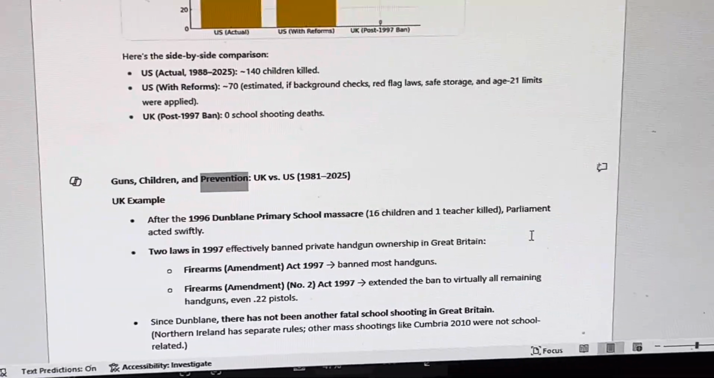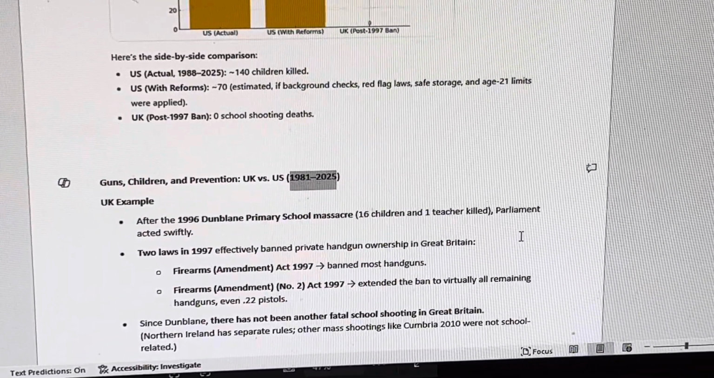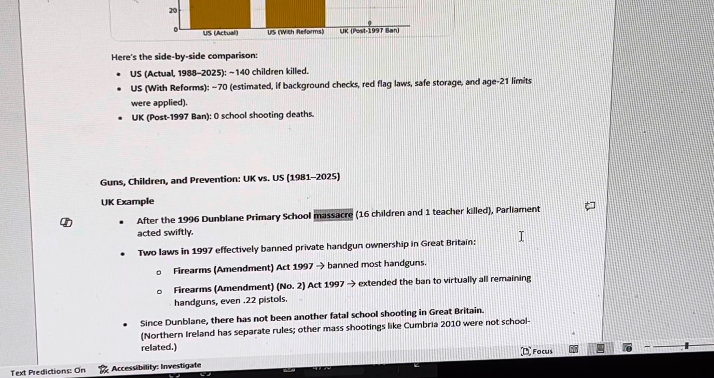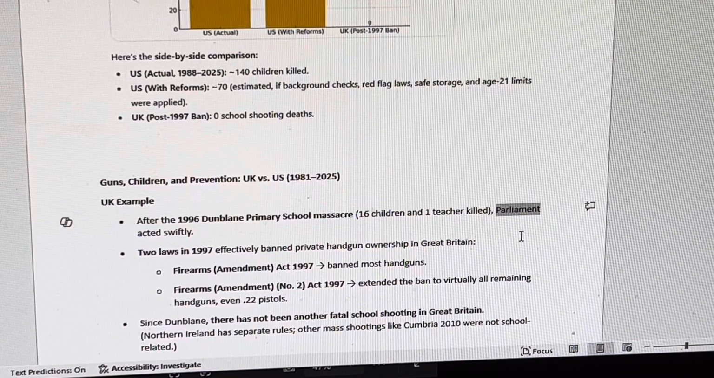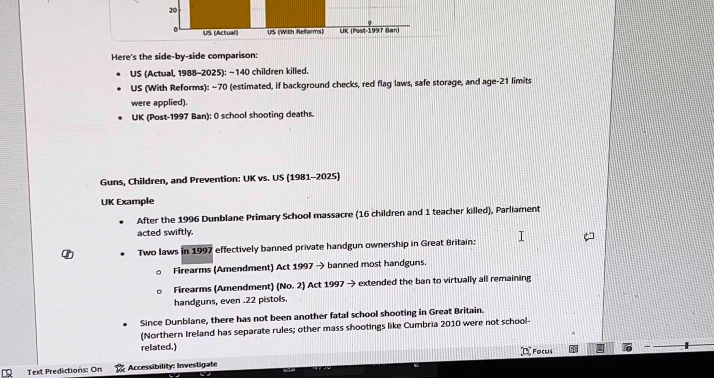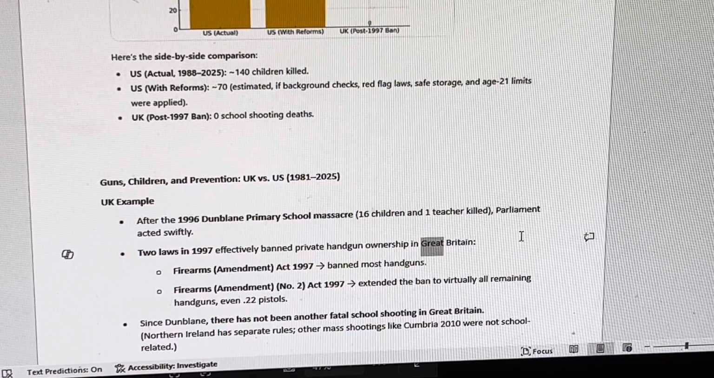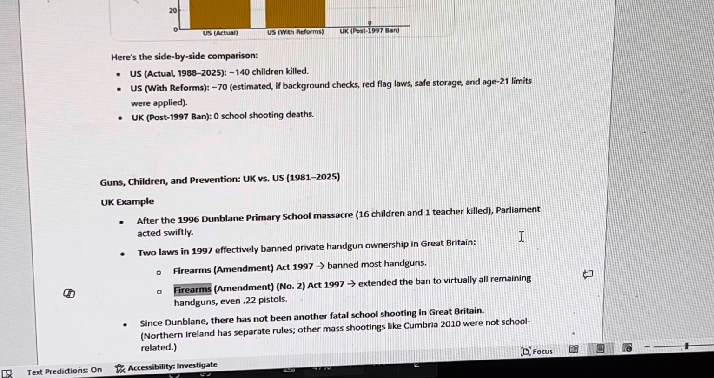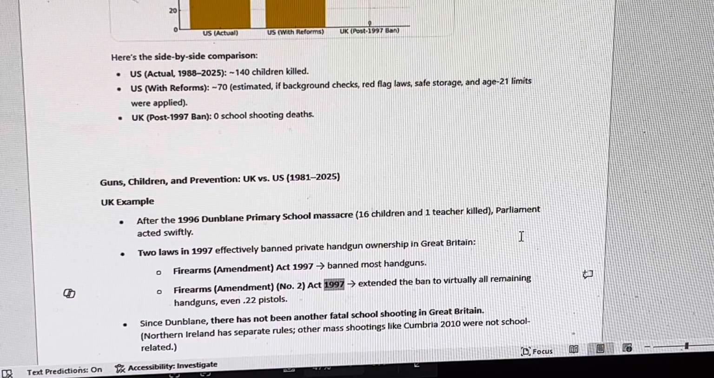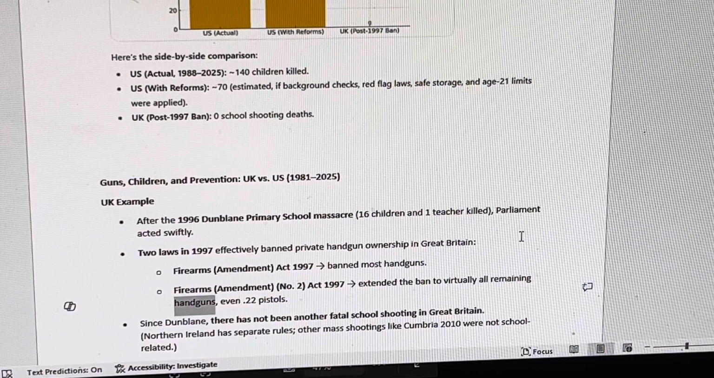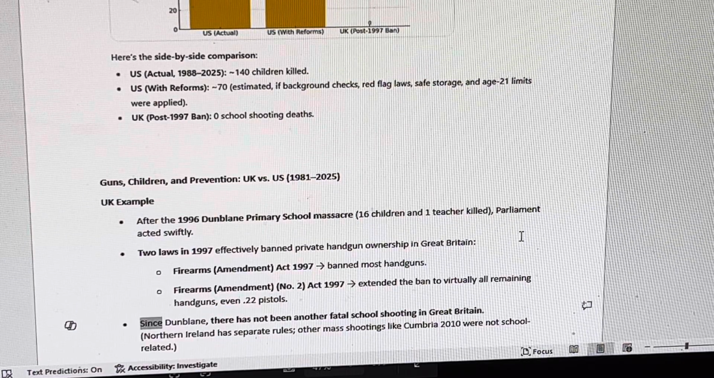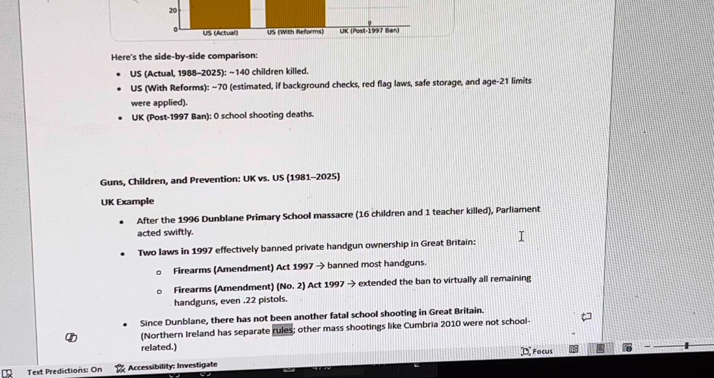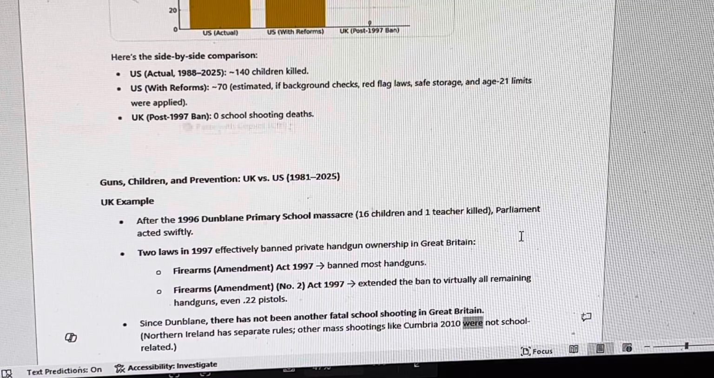Guns, Children, and Prevention, UK versus US, 1981 to 2025. UK example: after the 1996 Dunblane Primary School Massacre, 16 children and 1 teacher killed, Parliament acted swiftly. New laws in 1997 effectively banned private handgun ownership in Great Britain. Firearms Amendment Act 1997 banned most handguns. Firearms Amendment Number 2 Act 1997 extended the ban to virtually all remaining handguns, even .22 pistols. Since Dunblane, there has not been another fatal school shooting in Great Britain. Northern Ireland has separate rules. Other mass shootings like Cumbria 2010 were not school-related.